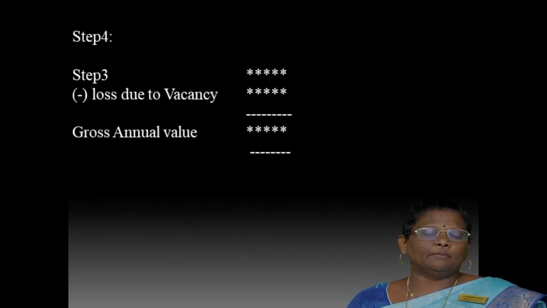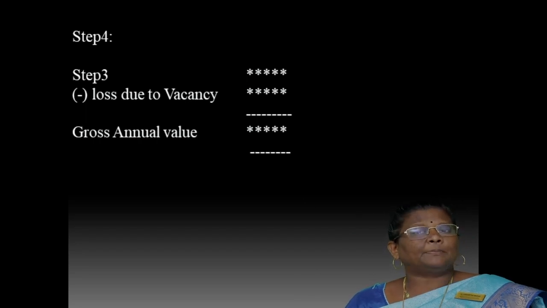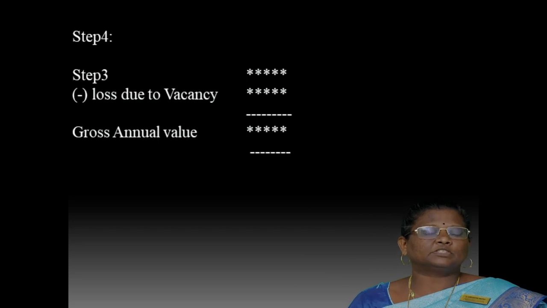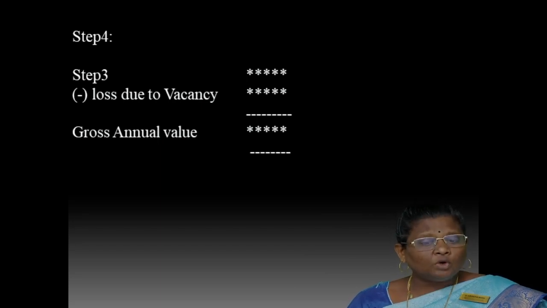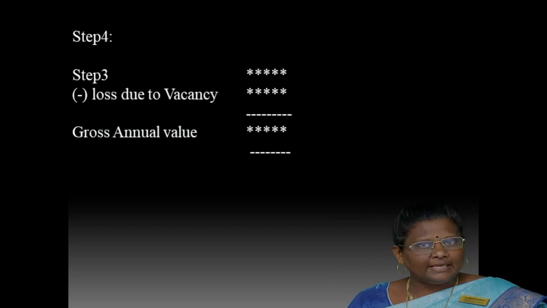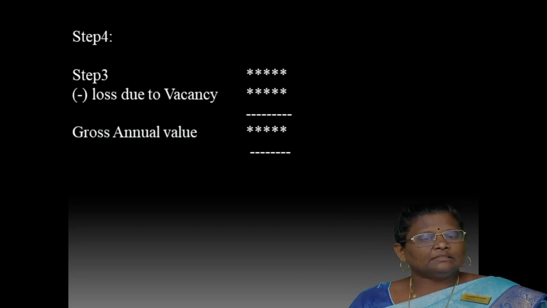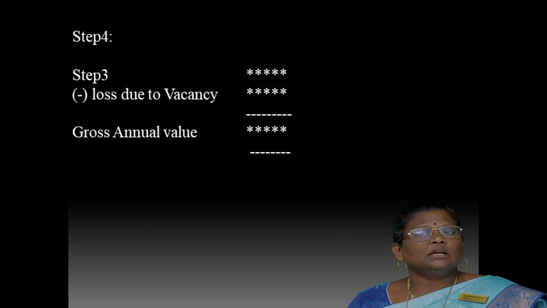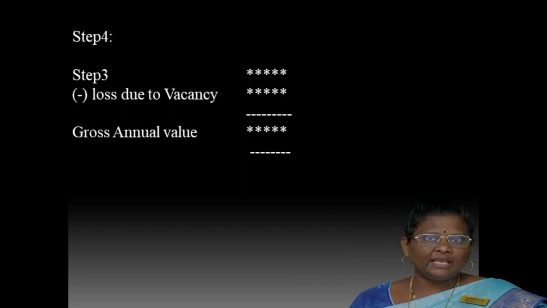Then step number 4. From the value calculated in step number 3, the amount due to loss of vacancy is deducted. So the fourth step is step 3 minus the loss due to vacancy. The amount calculated here is the gross annual value.